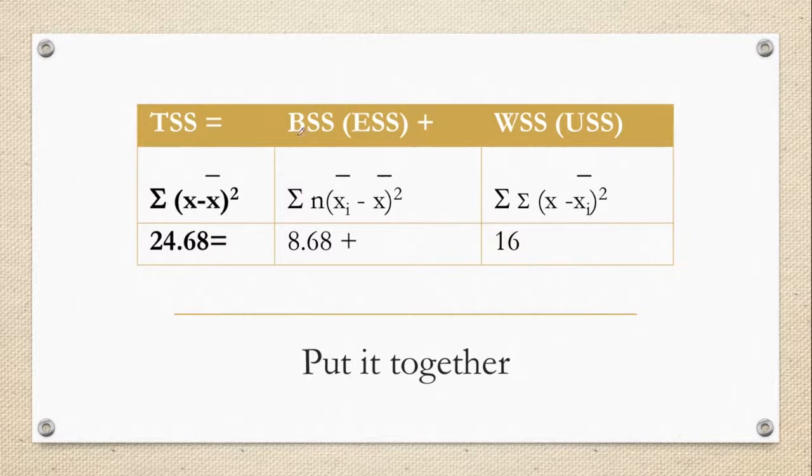All right, here what you're going to notice is I've got some extra notation. So sometimes, and this might be true for a variety of different sources, they refer to the explained sum of squares as the between sum of squares, and the unexplained sum of squares as the within sum of squares. Okay, so you can put all these pieces together. 24.68 equals 8.68 plus 16. It should all add up.